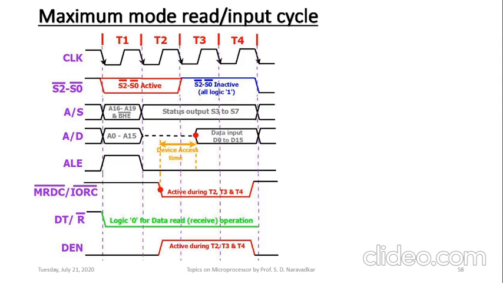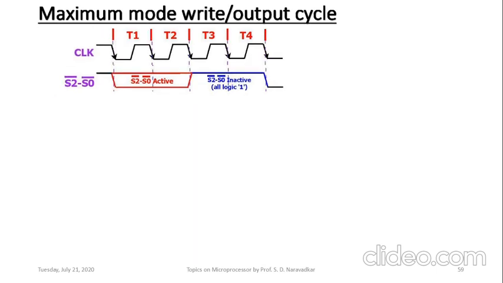Now, maximum mode write or output cycle. Again, the clock will be T1 to T4 shown here. S0 to S2 bar are active during T1, T2, so both logics are shown in red color. Inactive during T3 and T4, which is shown by blue color, logic 1. All these signals will be logic 1. Next will be address status signals A16 to A19 and BHE bar signal active during T1. Status will be output S3 to S7 during T2, T3, T4.